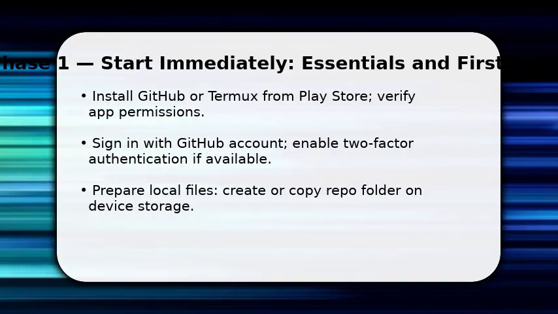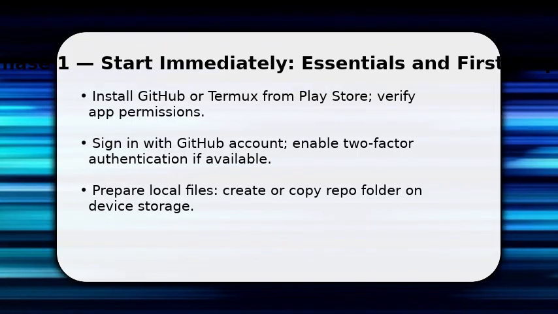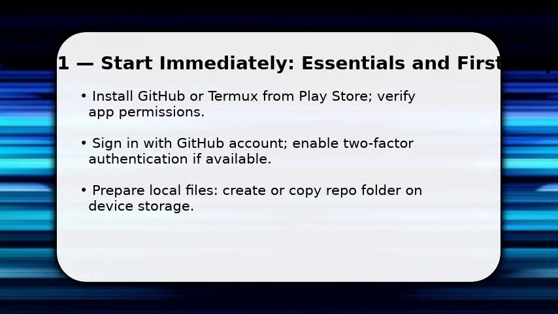Next, create or copy the project files into a dedicated folder on internal storage so Git commands can find them. Make sure to pick a simple path without special characters. Once that is ready, move on to configuring Git identity and authentication for commits and pushes.